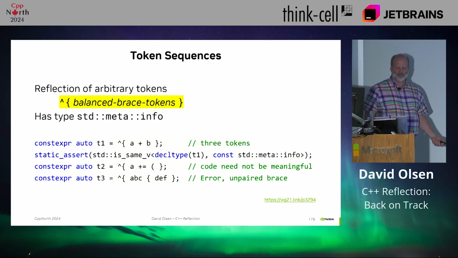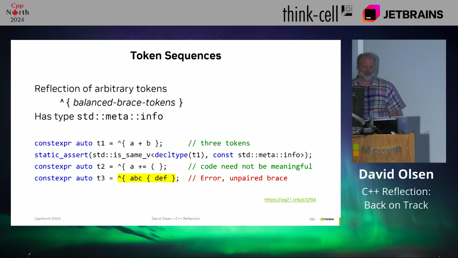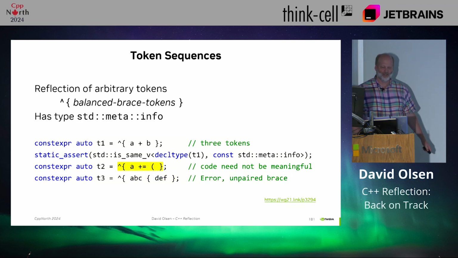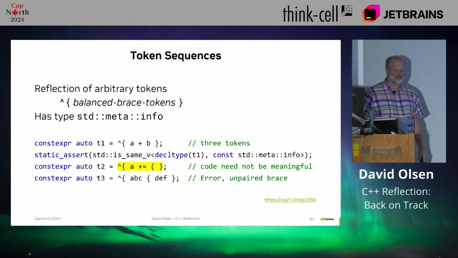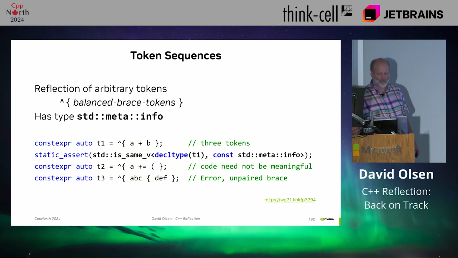To create a token sequence, apply the caret reflection operator to a curly brace enclosed sequence of tokens. The curly braces need to be balanced, as the last example shows. But other than that, they don't have to be meaningful. Other tokens that are normally balanced, like parentheses, don't have to be balanced in a token sequence. The type of a token sequence is std::meta::info, like everything else reflection related.